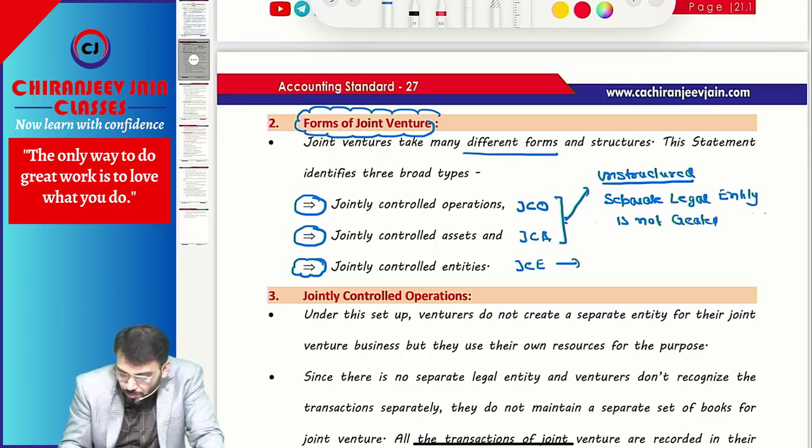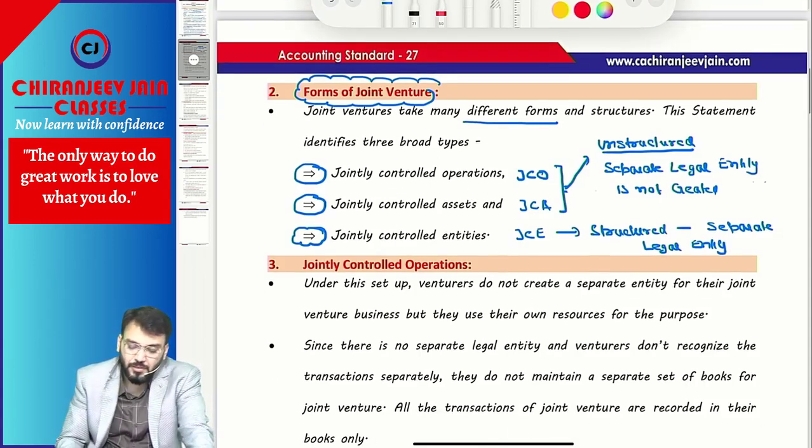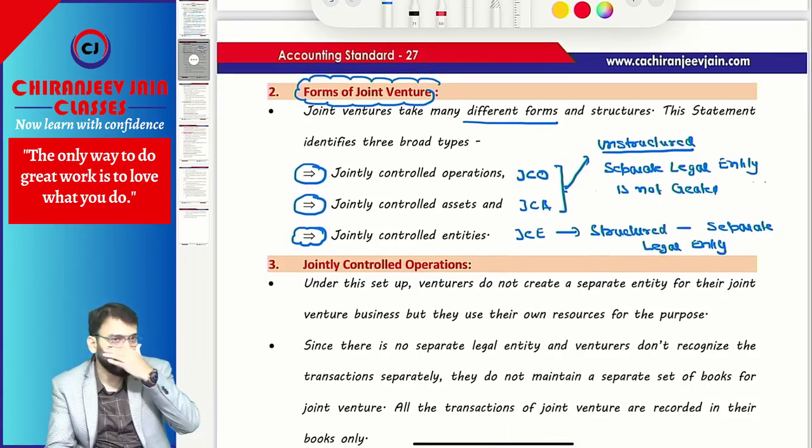But JCE, from the name, is structured. Structured means it is a separate legal entity. Correct. Understood? Are you able to understand?